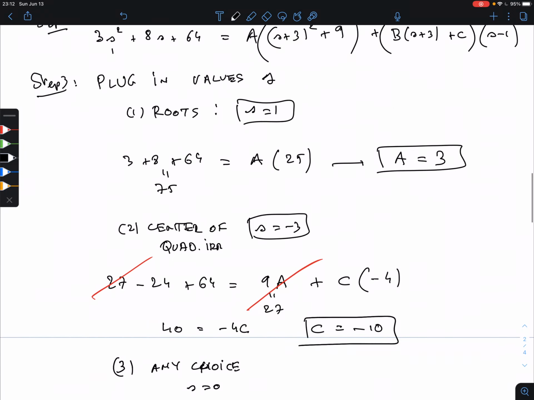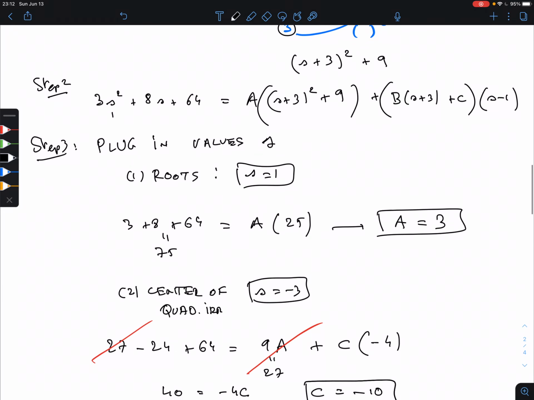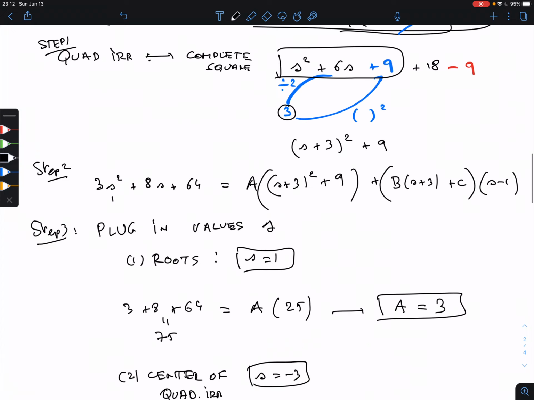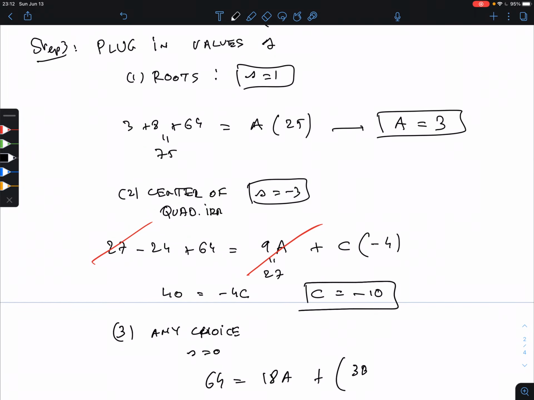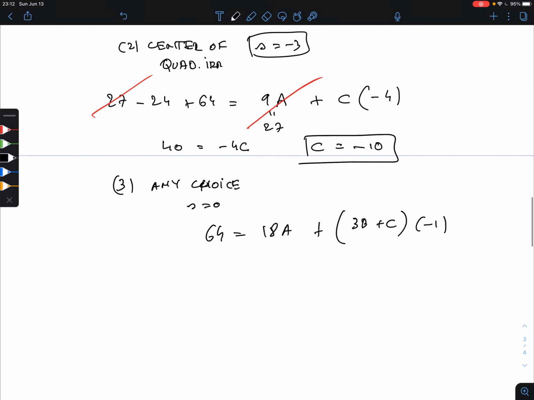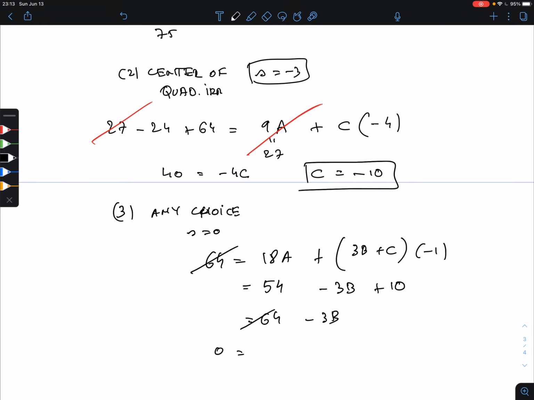So if I plug in s equals 0, then I find that 64 is on the left-hand side, and on the right-hand side I get a times 3 squared plus 9, so that is 18a, plus 3b, plus c, minus 1. Okay, so a was 3, so that is 54, and c was negative 10, so this is minus 3b minus c, which is therefore plus 10, and so we find this is 64 minus 3b. All the 64's cancel, and I see actually that b is 0.